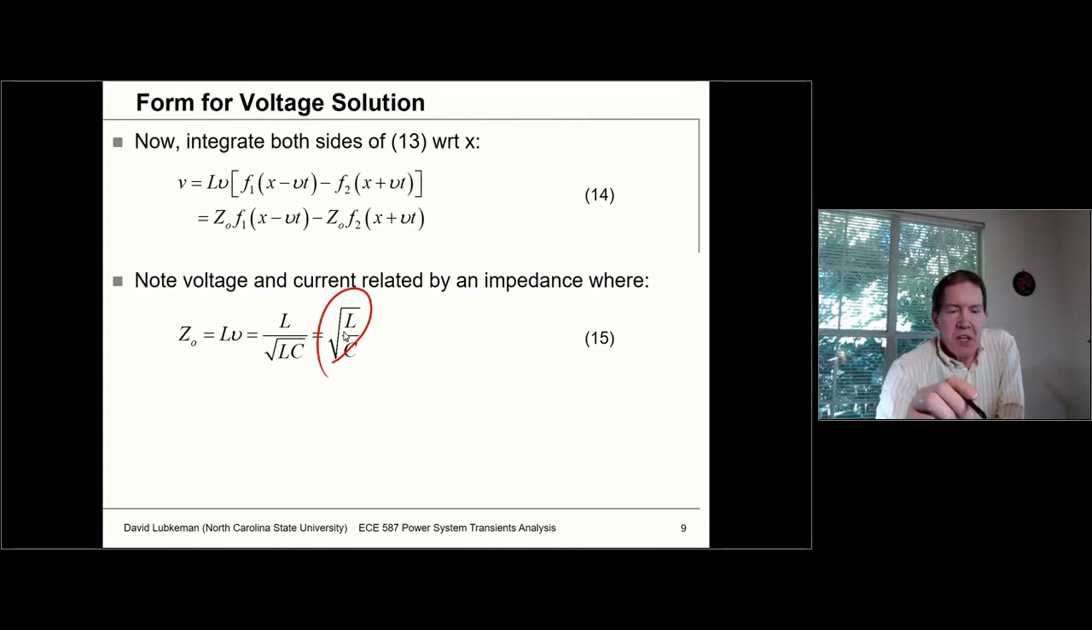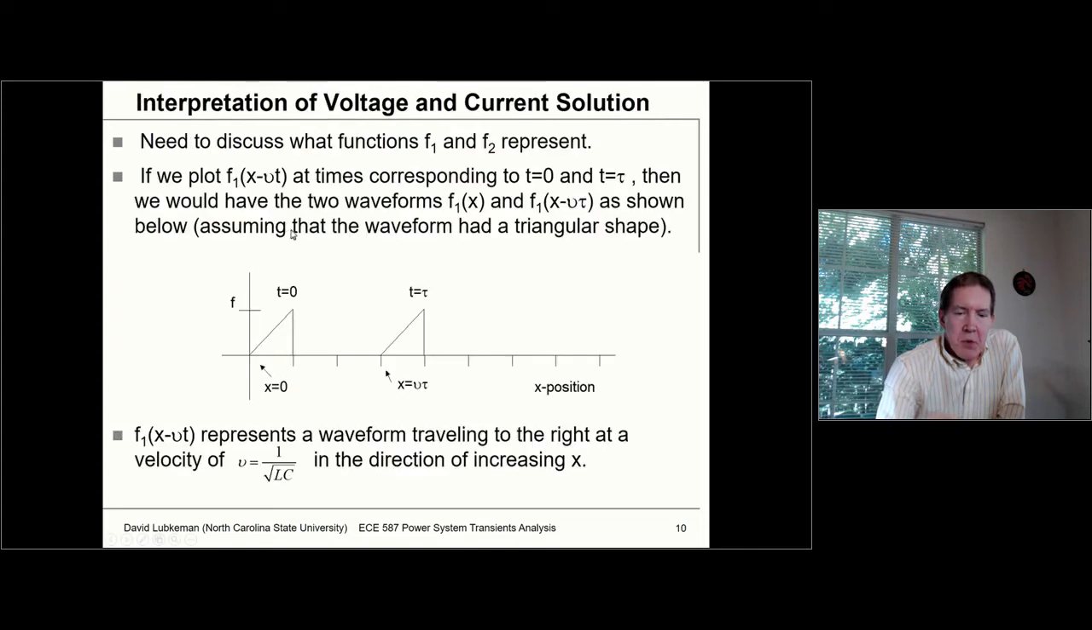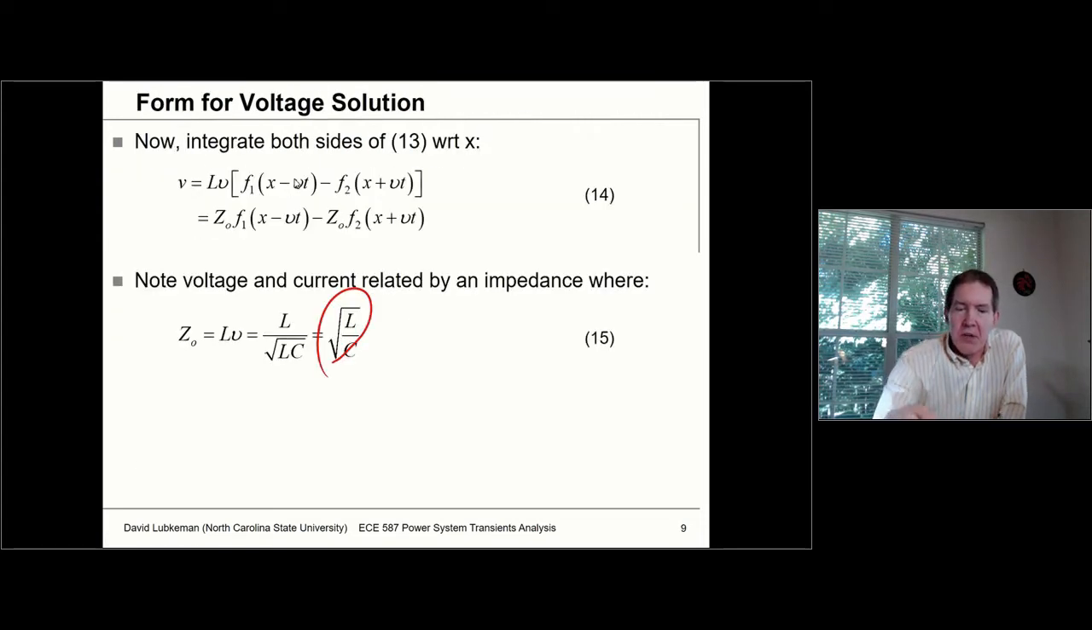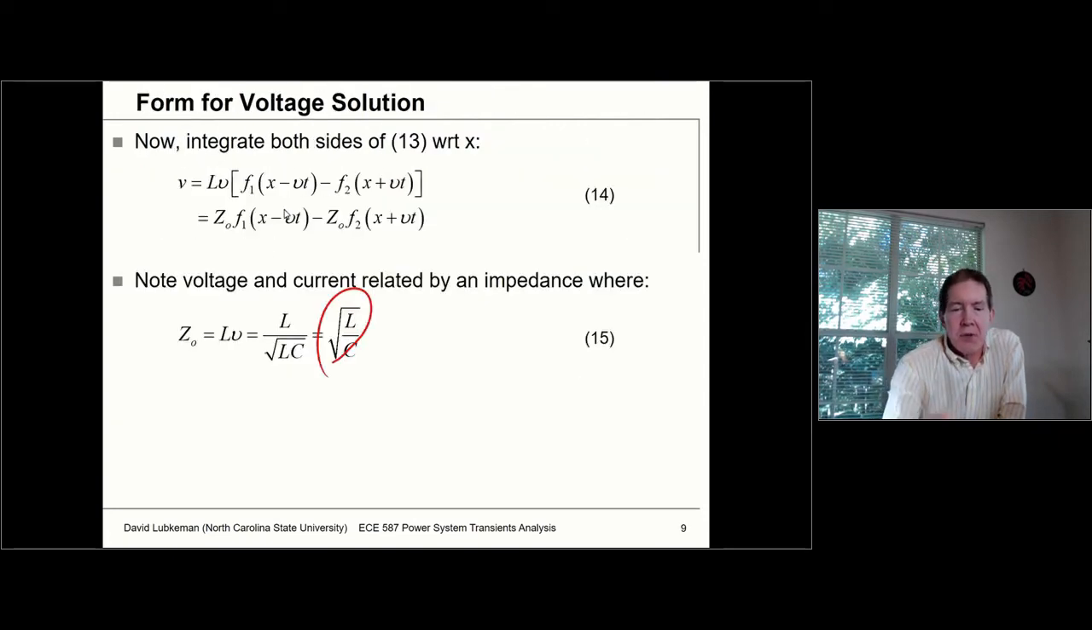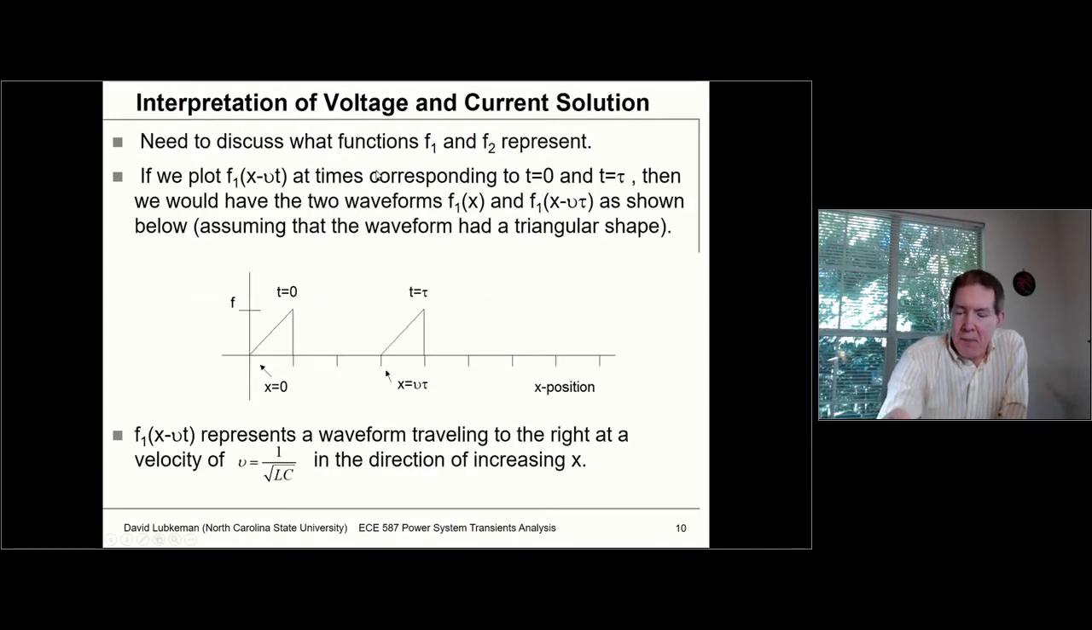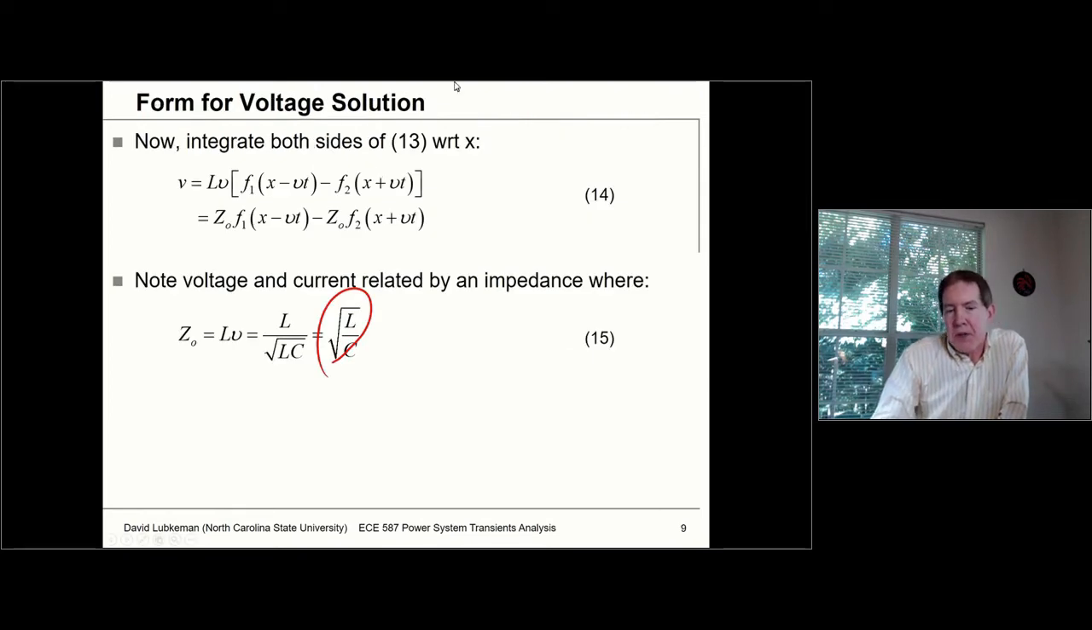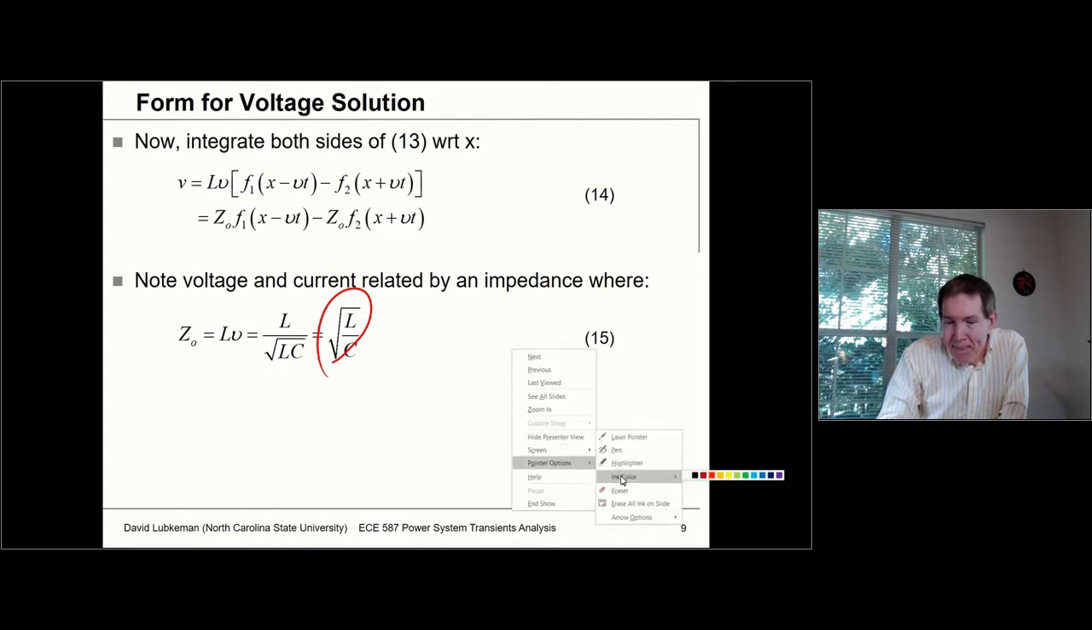And so basically, if this was the form of our current, if our current had an F1 term and an F2 term, it's just not cooperating with me right now. But this current had an F1 term and it had an F2 term.